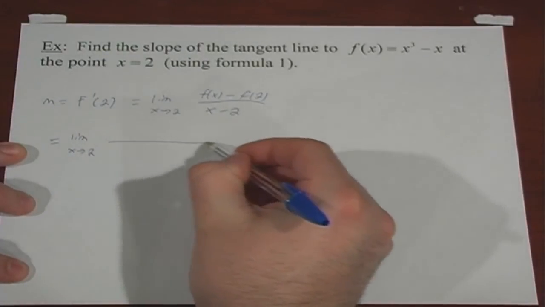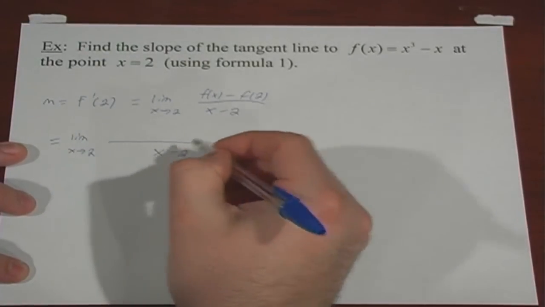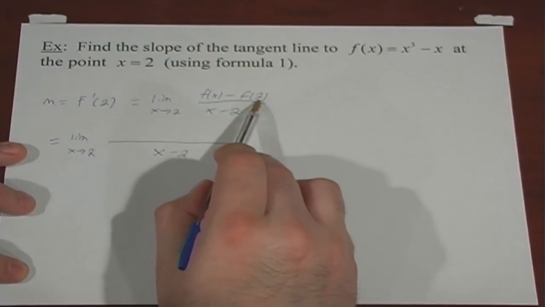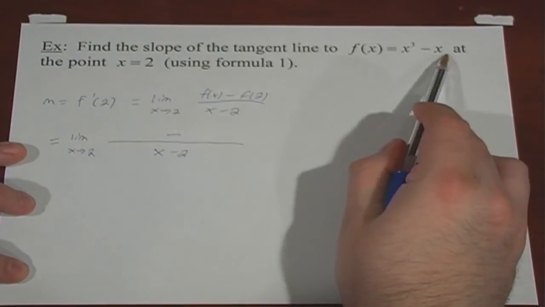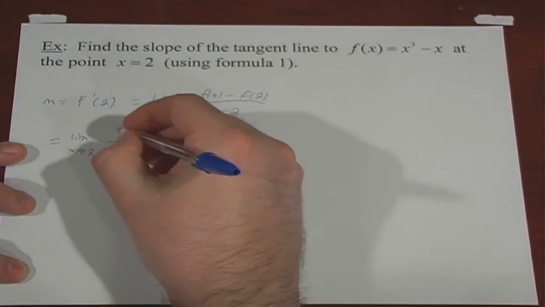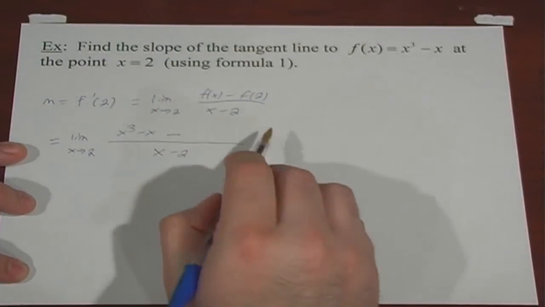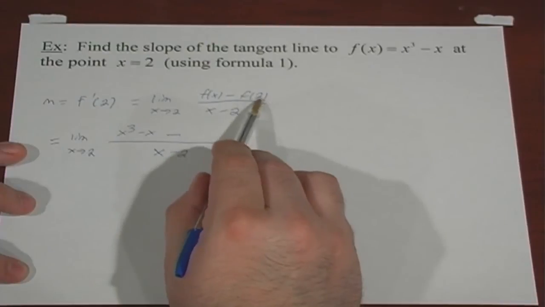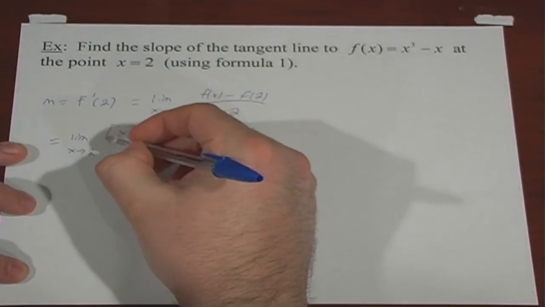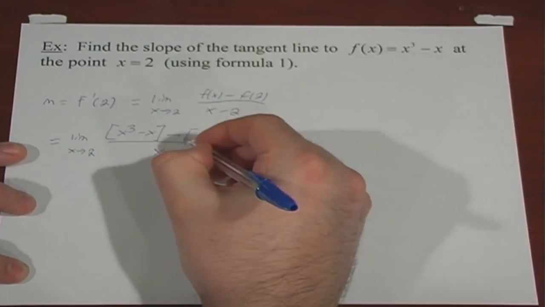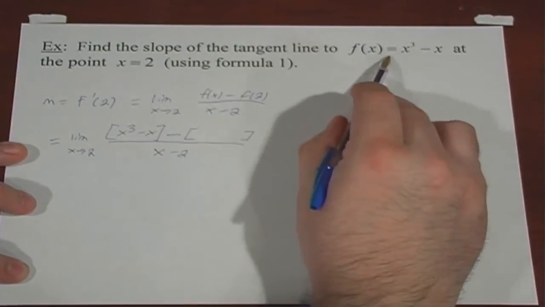First, the bottom I'll leave alone, nothing to do there. But I'm going to figure out what f of x is and what f of 2 is, and put them up here. f of x is the formula for the function, so we put x cubed minus x there. Then what's f of 2? f of 2 means plug 2 into the function. Here I'm going to put these in square brackets just to separate the two, but you do not have to do that. If I plug 2 into the function, what do you get?